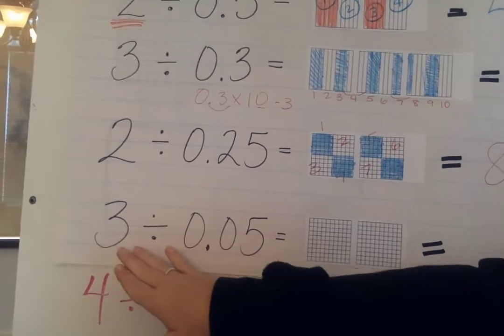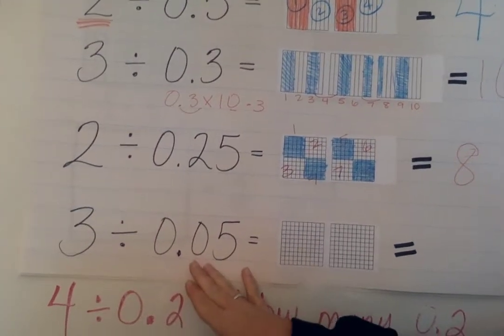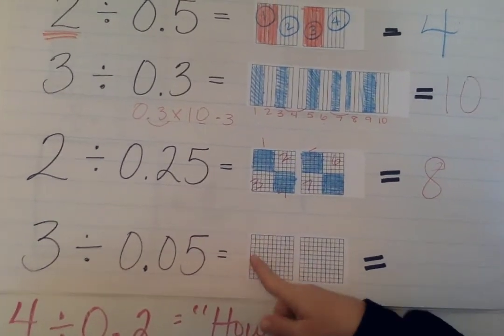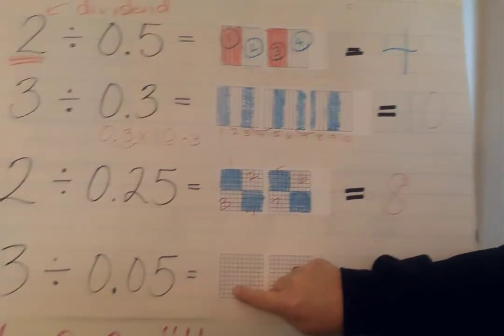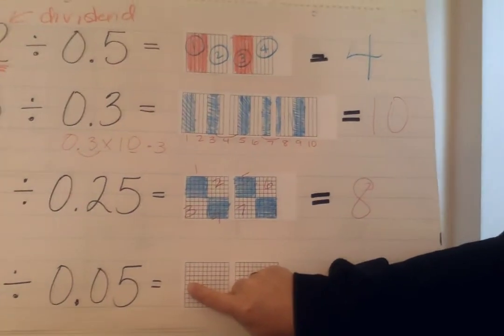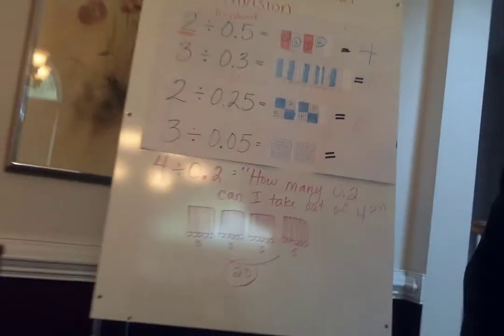All right, last one. How many 5 hundredths can I get out of 3? Now be careful with this one because this is not 5 tenths. This is 5 hundredths. So it means 5 out of each one of these hundredths. So I'm not going to shade in 5 longs because that would be 5 tenths. I need 5 hundredths, which would just be 1, 2, 3, 4, 5 of the smaller squares that there's 100 of them to make up that grid.